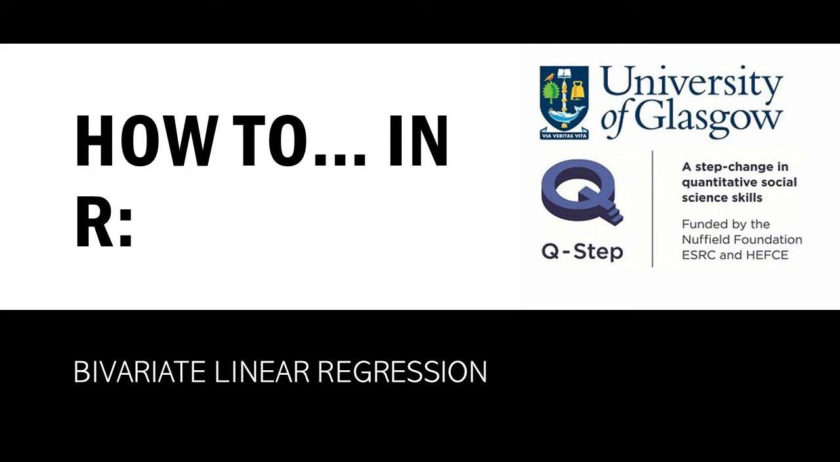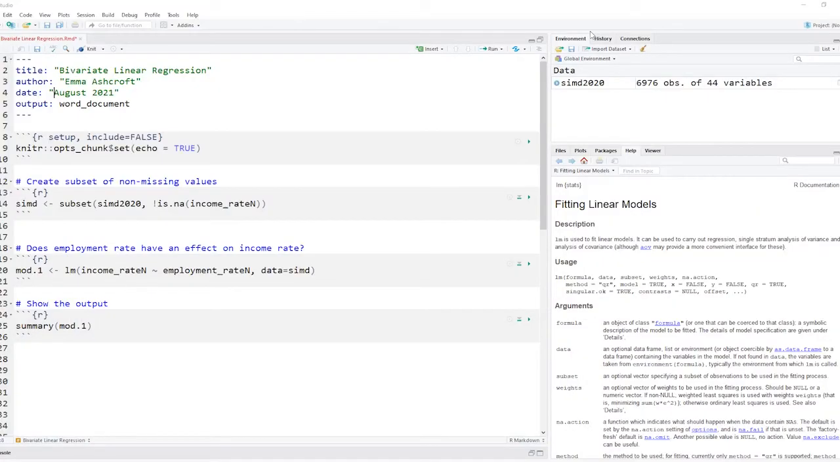This tutorial will cover how to compute bivariate linear regression in R and how to interpret those results. Again, we will use the most recent version of the Scottish Index of Multiple Deprivation released in 2020. We will use the income rate variable as the outcome variable in our models. This variable measures the percentage of people who are receiving welfare benefits and are therefore income deprived.